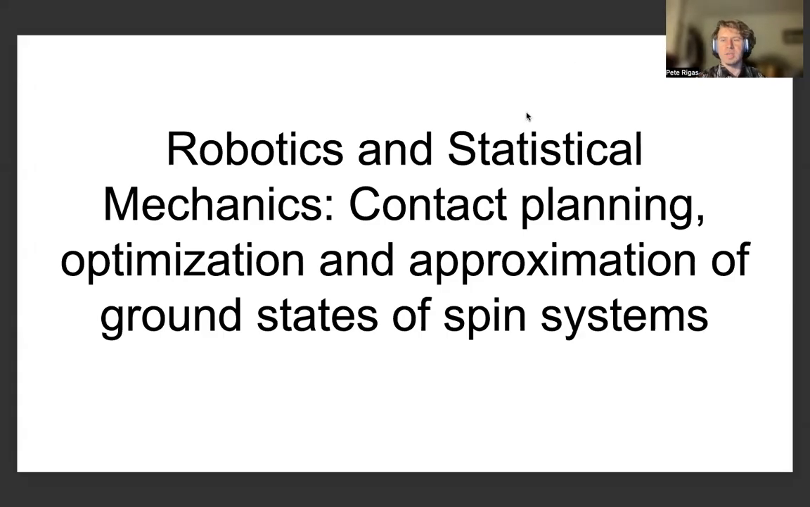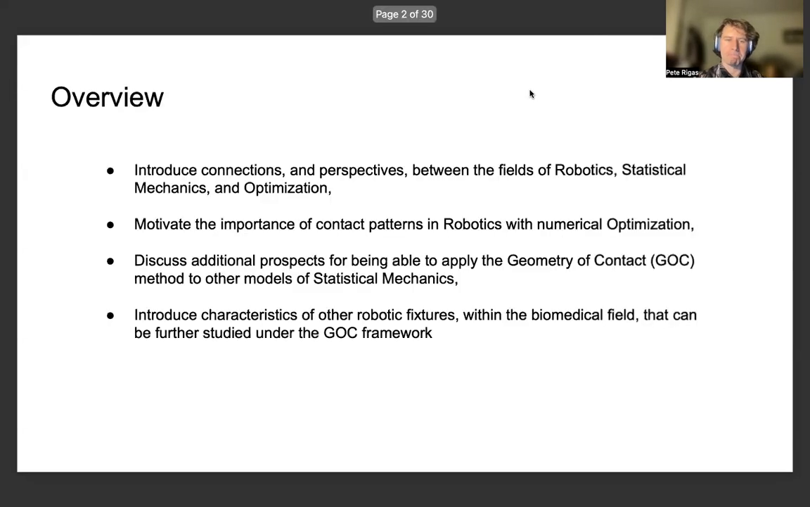The title of this presentation is Robotics and Statistical Mechanics, Contact Planning, Optimization, and Approximation of Ground States of Spin Systems. To begin with a presentation overview, we'll be introducing connections and perspectives between a couple of fields which initially may appear disparate, but which we'll seek to make connections with and equivalences between different terms that are used in these fields. And the fields include robotics, statistical mechanics, and optimization.